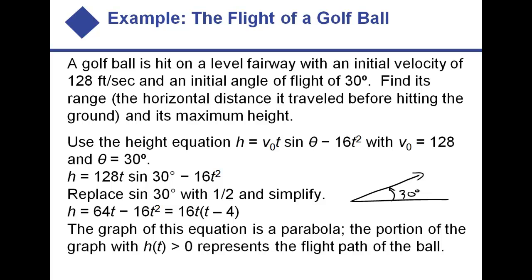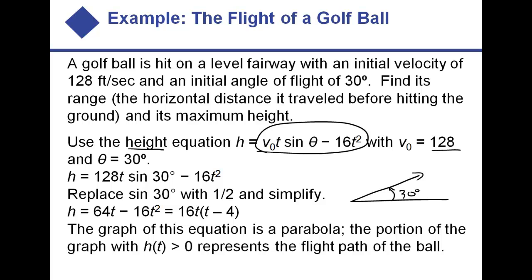Okay? We can model the height of the ball. So at any given time, the height of the ball can be modeled by this simple trig equation, where v naught, right, v sub 0 is called v naught, is the initial velocity of 128 feet per second, and then theta is the initial angle of trajectory, in this case 30 degrees, and then negative 16t squared, that's just based on gravity.